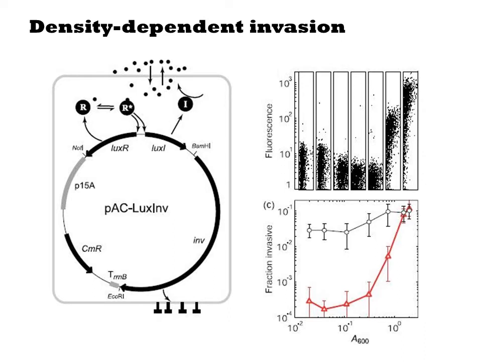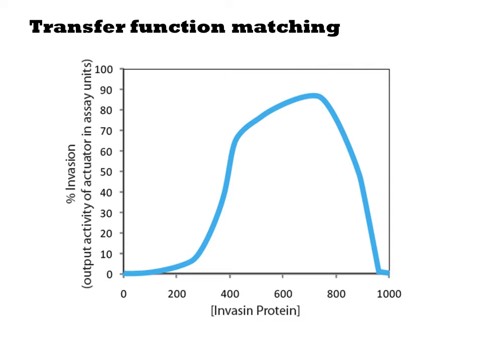Here, the same series of cell densities is scanned for the lux invasin construct in red lines alongside the constitutively expressed invasin in black lines. The bacteria are poorly invasive until they achieve a high cell density, while the constitutively expressed invasin works at all cell densities. One of the main challenges in joining sensors and actuators as new composite devices is the matching of input and output transcription levels.